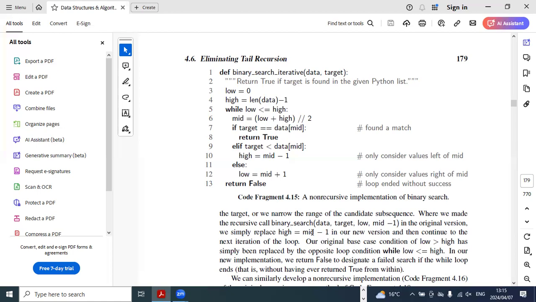To narrow the range of the candidate subsequence where we made a recursive call to binary search with four parameters in the original version, we simply replace high with mid minus 1 in our version, and then we continue to the next iteration.